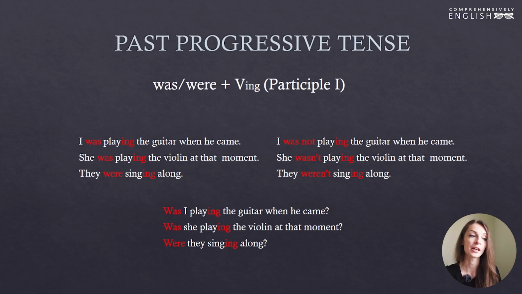They were singing along. If your sentence is negative, you will have: I was not playing the guitar when he came. She wasn't playing the violin at that moment. They weren't singing along. In questions, we will have: Was I playing the guitar when he came? Was she playing the violin at that moment? Were they singing along? It's just the same way as we have it in the present progressive, but instead of am, is, are, we use was and were.